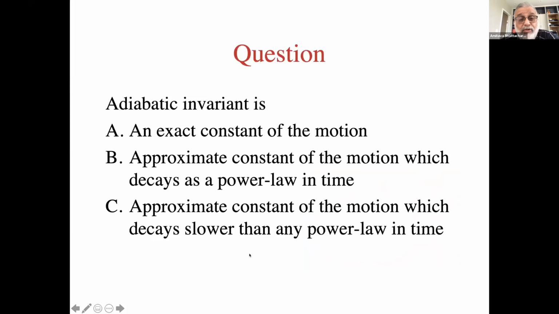So I have a question for you. Adiabatic invariant is A, an exact constant of the motion, B, approximate constant of the motion which decays as a power law in time, or C, approximate constant of the motion which decays slower than any power law in time. I'm just trying to make things more quantitative. Do you want to give it a shot? Just a qualitative answer?